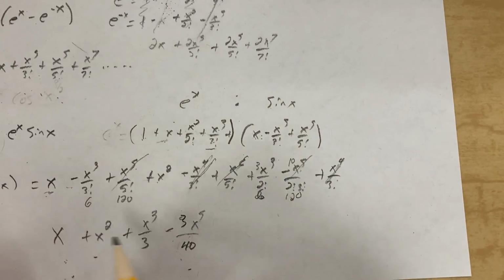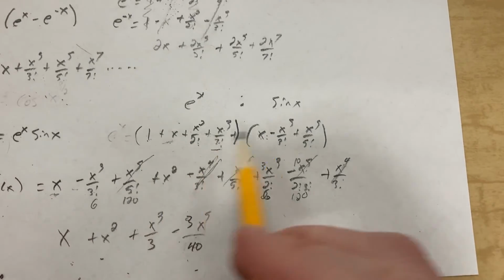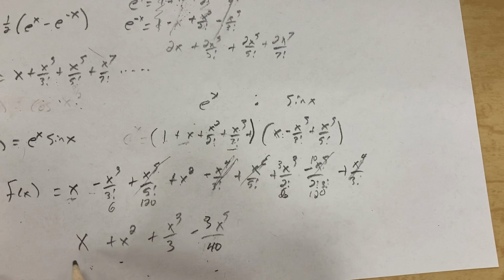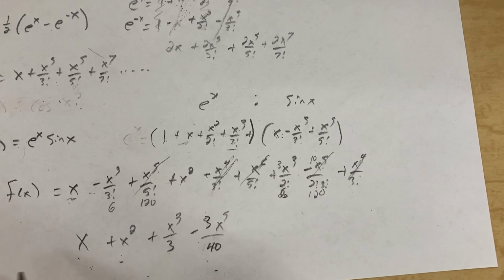All right. So a little bit of work. I had to multiply it out, had to kind of combine like terms, but these are our first 4 terms. 1, 2, 3, 4 of the Maclaurin polynomial for it.